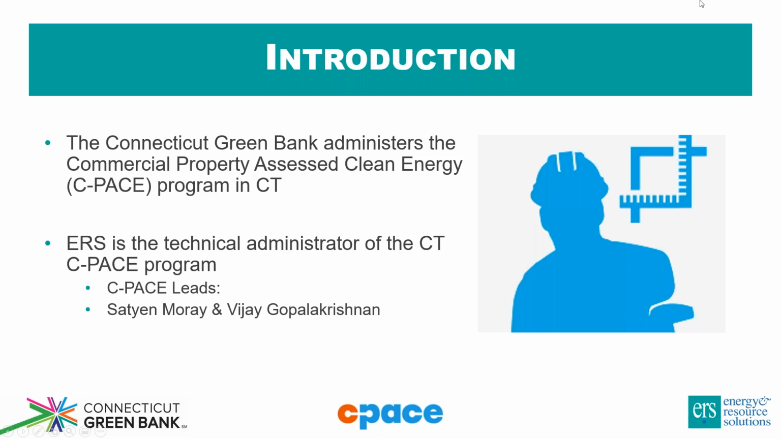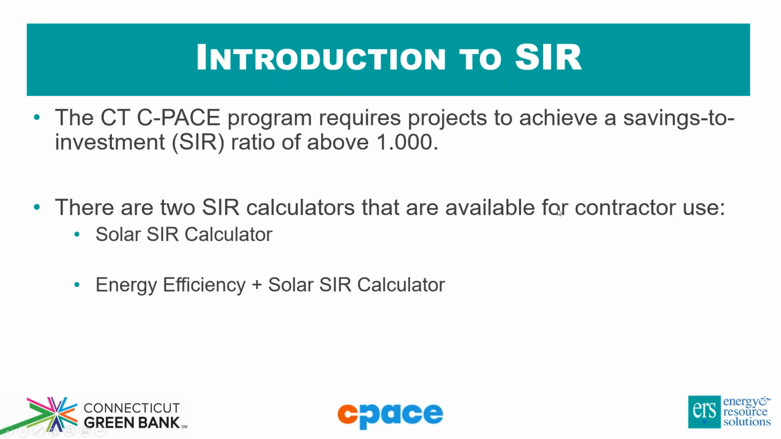Thanks, Elise, and yeah, you got my name perfectly right, so awesome. So I'm going to start with a quick introduction to the savings to investment ratio. The Connecticut CPACE program requires that projects achieve an SIR, or savings to investment ratio, of above 1. What that essentially means is over the life of the project, the total cash inflow needs to exceed the total cash outflow. Now, the cash inflows can include the energy savings, maintenance savings, income tax credits, depreciation credits, RECs, any rental income can be calculated as part of the inflow. And then in terms of outflow, it's the project cost, the closing fees, the financing costs.